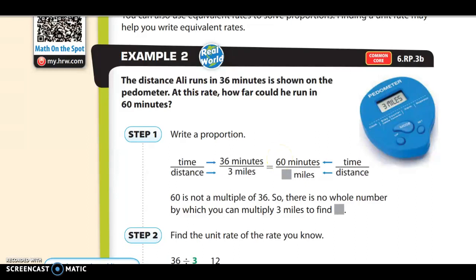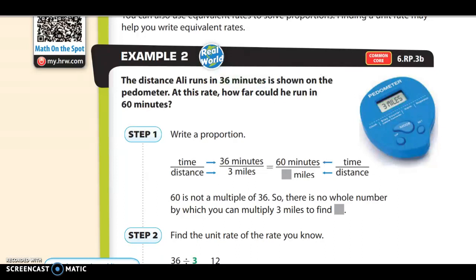Example 2, the distance Ali runs in 36 minutes is shown on the pedometer. Ali can run 3 miles in 36 minutes. You can see that, right? At this rate, how far could he run in 60 minutes? So I don't know if what they're doing here is going to be confusing. We'll examine it real quick, and then I'll show you what I would do on a whiteboard, okay?